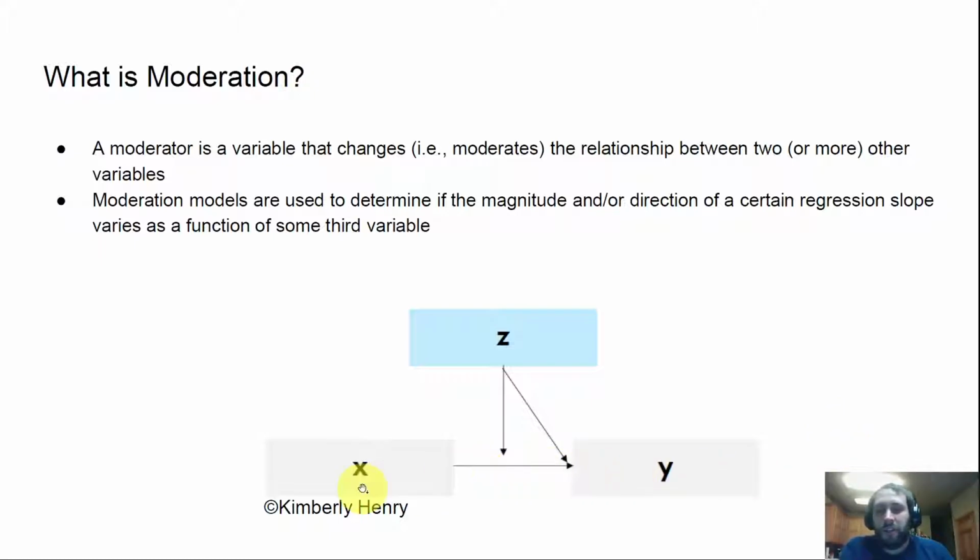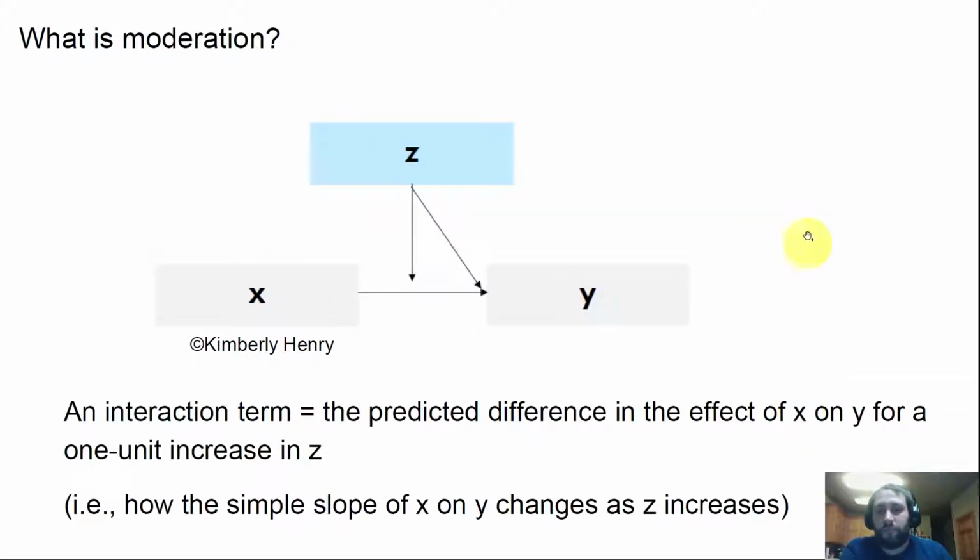So before we were always talking about the relationship between x and y. In moderation, what happens is that there's a z variable that's changing the relationship between x and y. It's saying for every 1 unit increase in z, there's a change in x on its effect on y. So our interaction term is the predicted difference in the effect of x on y for a 1 unit increase in z. So as I stated earlier, as z increases, it affects how x is on its effect on y.